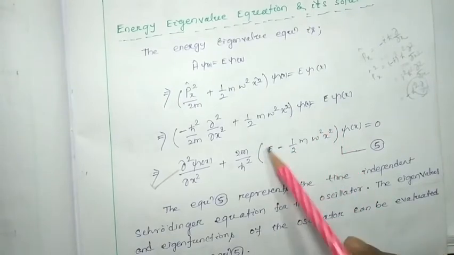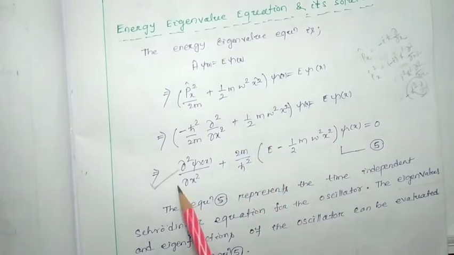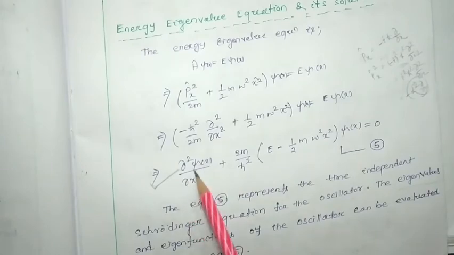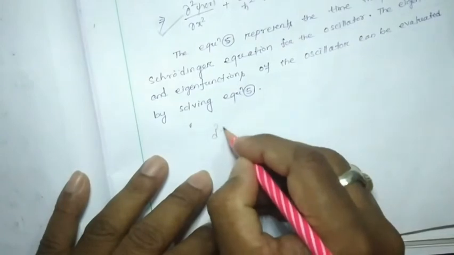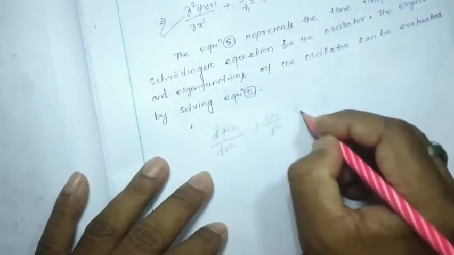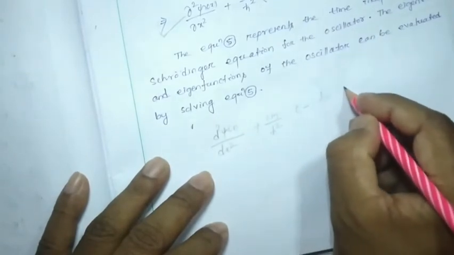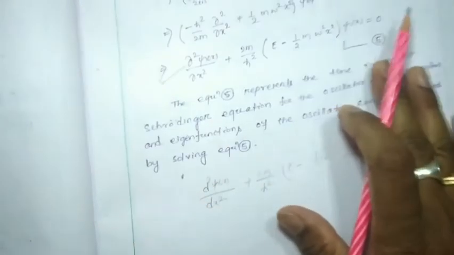So rewriting the above equation by taking E psi x to the left side, we get in this form: d square psi x by dx square plus 2m by h cross square times E minus half m omega square x square, psi x, is equal to 0. Some books write in the del format and some in the d format, so you should not be worried about that. This is the double derivative, and this is equation number 5.